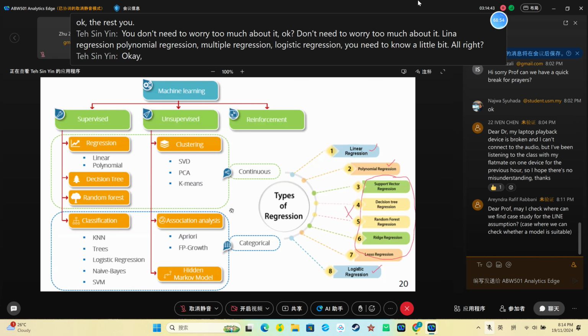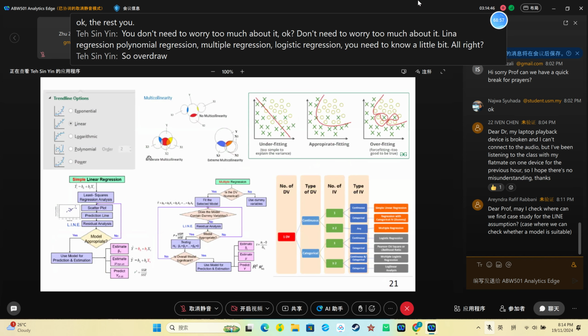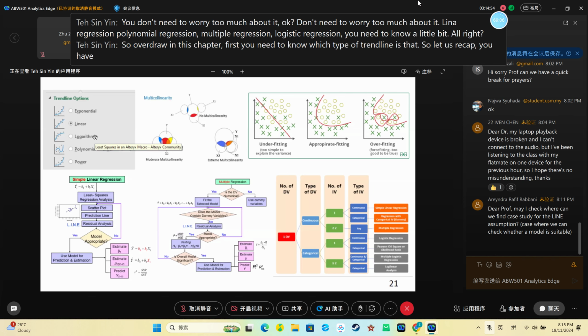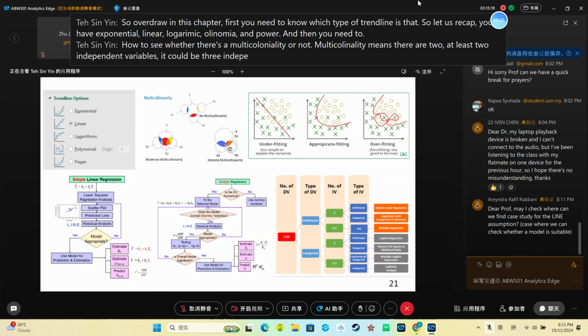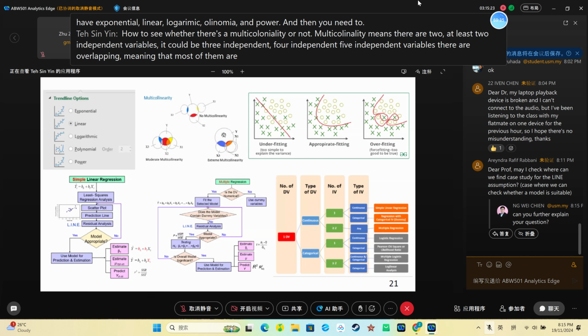Okay, so overall, in this chapter, first, you need to know which type of trend line it is. Let us recap. You have exponential, linear, logarithmic, polynomial, and power. And then you need to know how to see whether there's multicollinearity or not. Multicollinearity means there are at least two independent variables. It could be 3, 4, or 5 independent variables. They are overlapping, meaning most of them are used to explain the y variable.